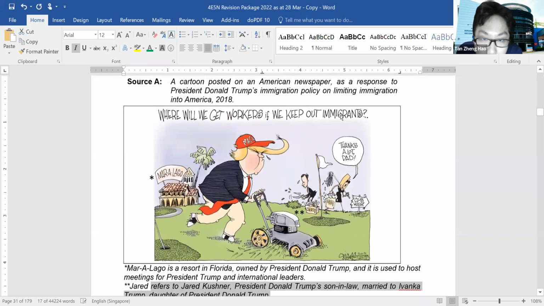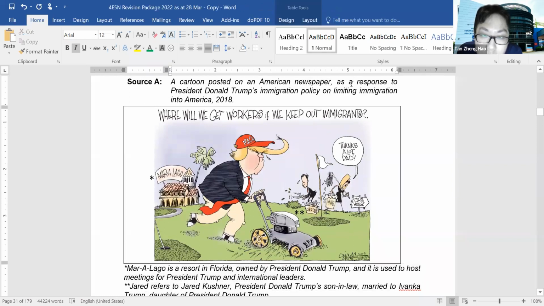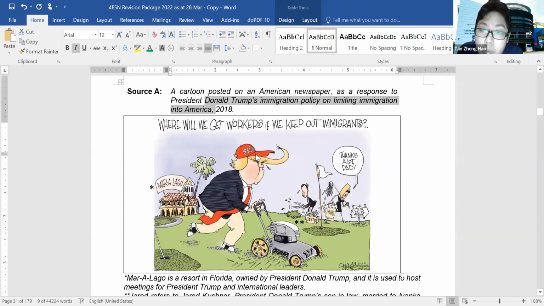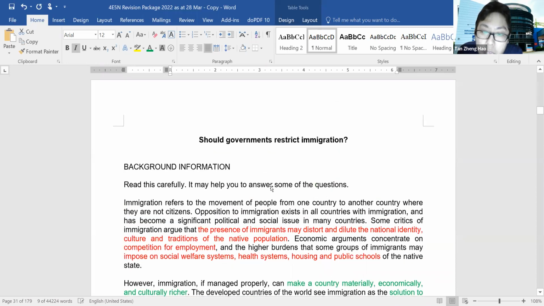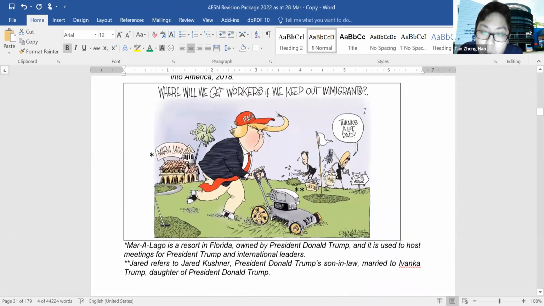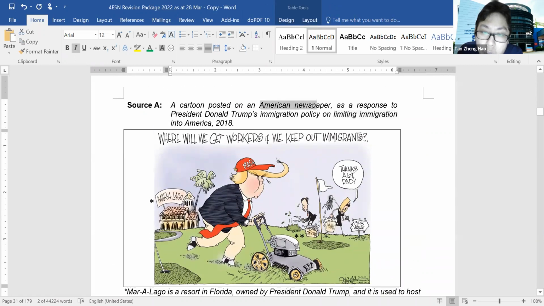So looking at this cartoon, it's from an American newspaper as a response to Donald Trump's immigration policy on limiting immigration. So they are saying, okay, Donald Trump wanted to limit immigration to America. That is Donald Trump's policy. But source A, which is this cartoon, what is the view on immigration? Remember, should the government restrict immigration according to source A? Donald Trump wanted to limit immigration, and this American newspaper cartoonist wants to reply to Donald Trump.